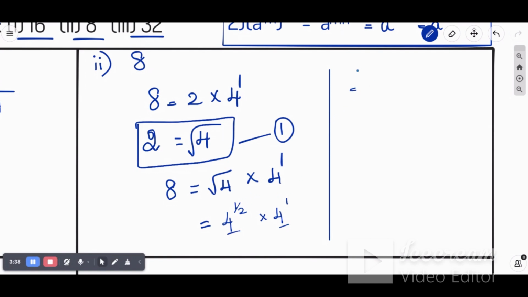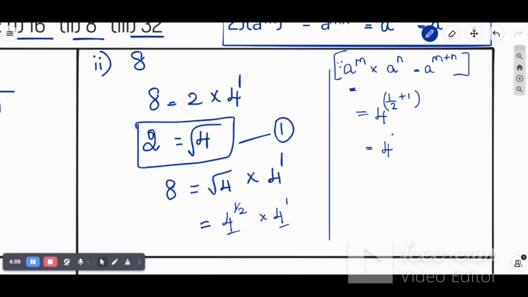So you can apply the formula a power m into a power n is equal to a power, what is that? m plus n. Write this formula in brackets whenever you are going to apply formulas anywhere. So now your answer will be 4 power 1 by 2. You have to put plus 1 here. So 4 power 1 by 2 plus 1. So this will be equal to 4 power, what is 1 by 2 plus 1.